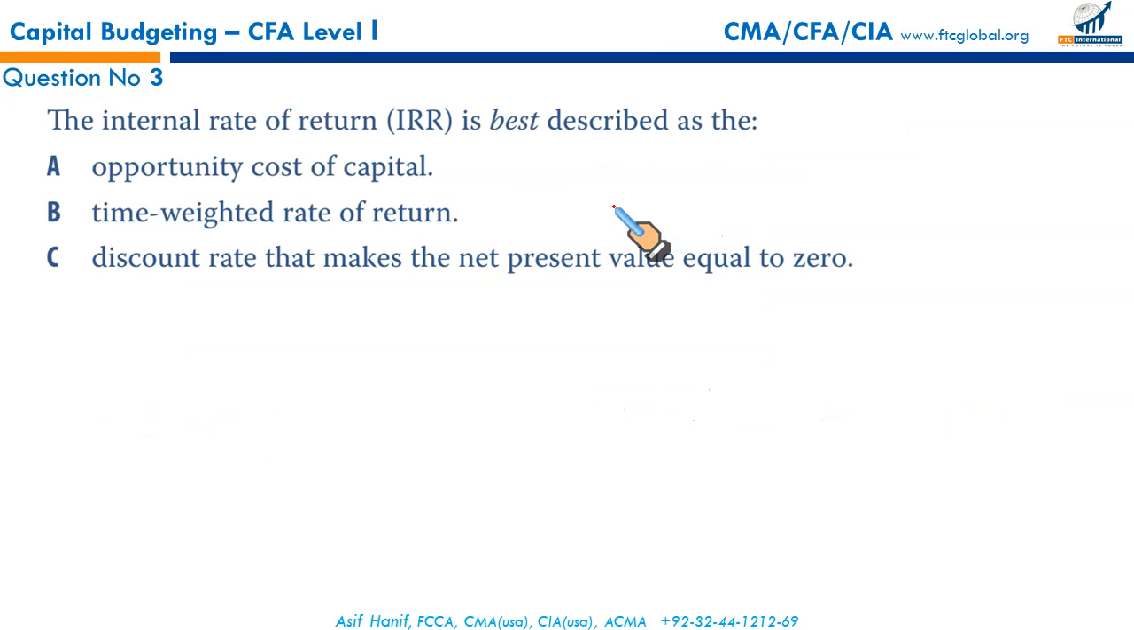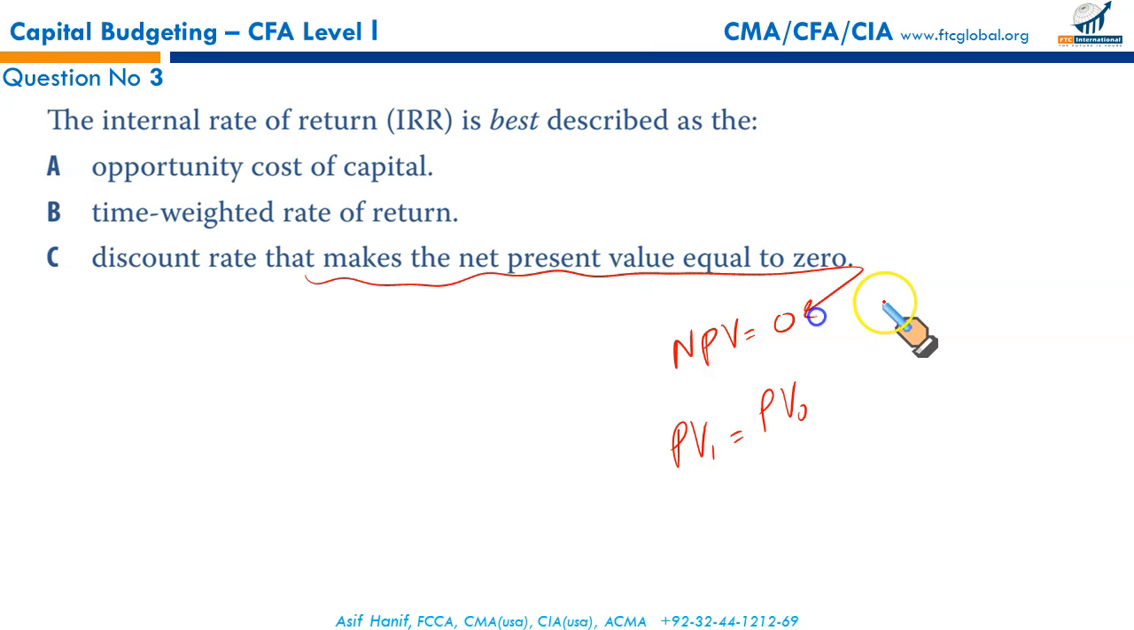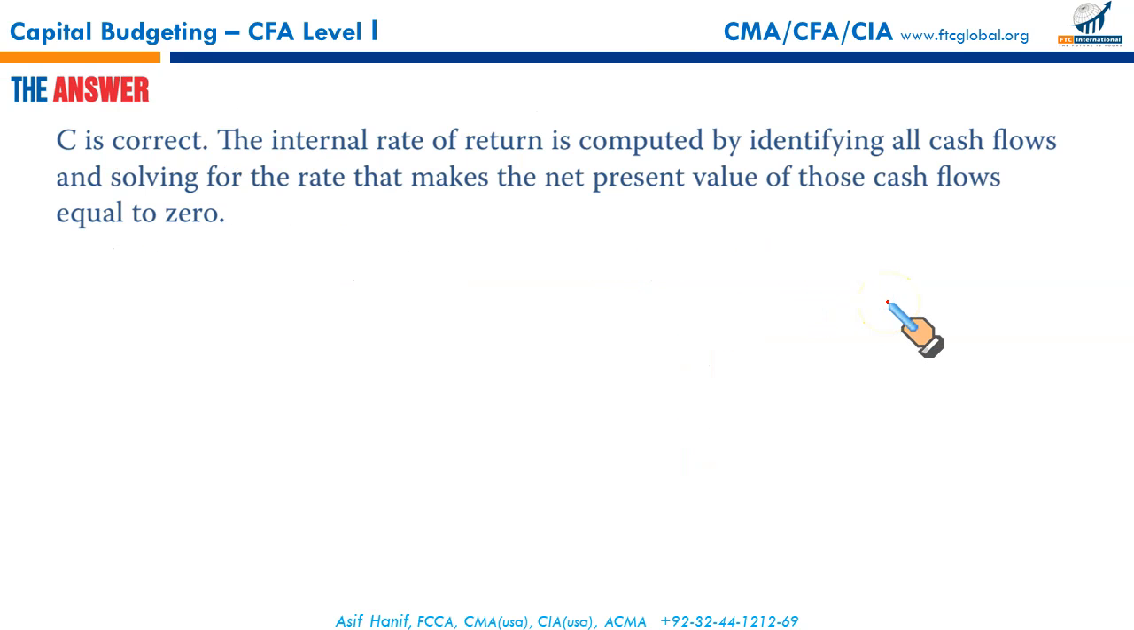Next, the internal rate of return is best described as what? Internal rate of return, as we discussed yesterday, is the rate at which the NPV is 0. In other words, present value of inflows is equal to your present value of outflows or initial investments. So it's the discount rate that makes the net present value equal to 0. That makes C the correct option.